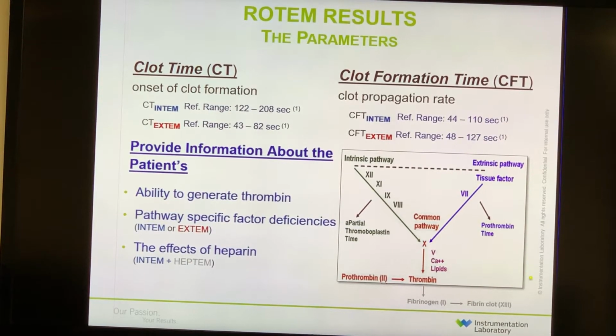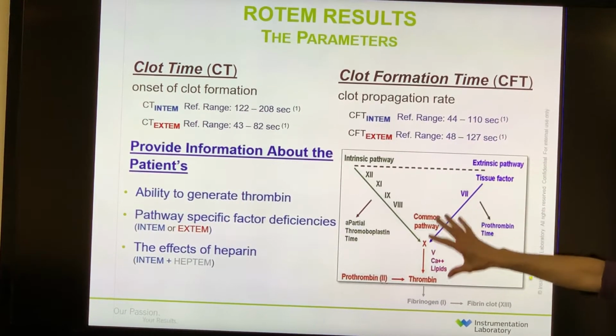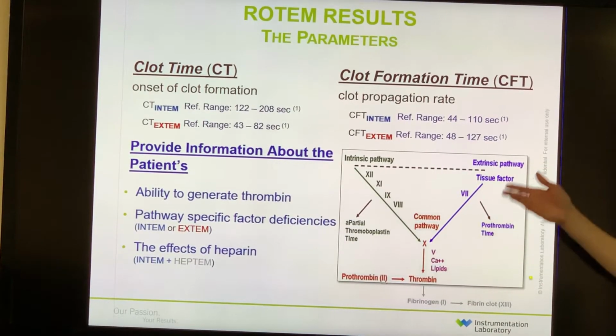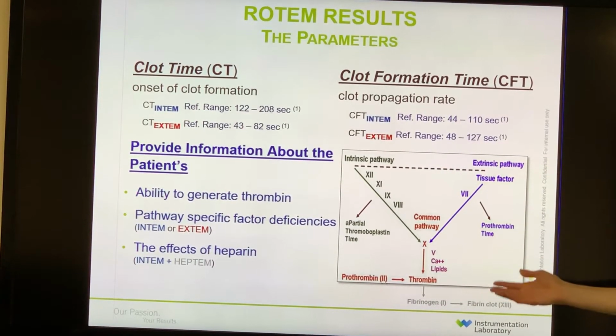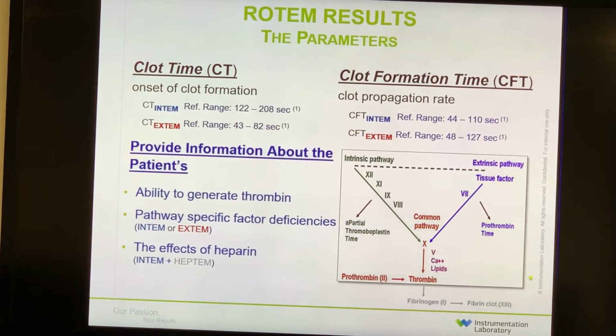So once the test starts running, the first parameter that generates is the clot time. And the clot time really reflects the activator being used and those intrinsic or extrinsic pathway factors. So an extension of the clot time essentially means there's something going on above the generation of thrombin, right? There's a factor deficiency, there's some heparin on board, things of that nature. Clot formation time is just the time it takes to go from 2 to 20 millimeters of amplitude. In terms of basic interpretation, it's really more of a focus on the clot time.